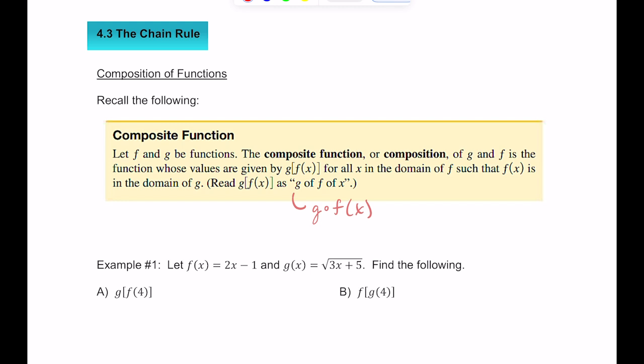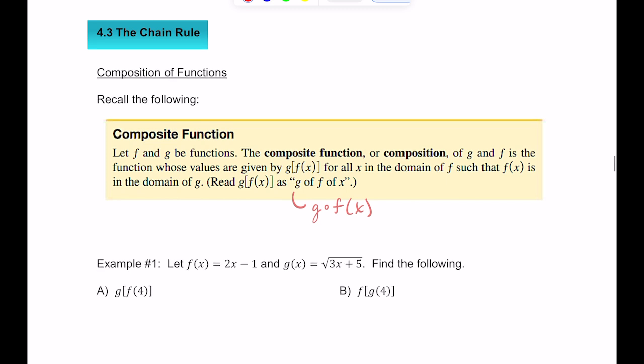Viewing complex functions as combinations of simpler functions, which is really what composition of functions is, makes them easier to understand and use, which is why we're going to be quickly reviewing composition of functions, which is something that was covered in an algebra course at some point.